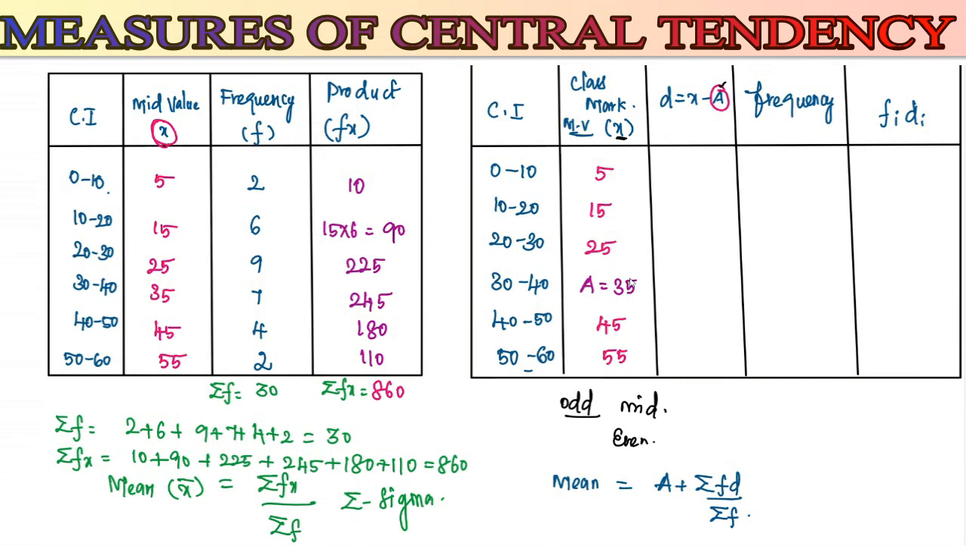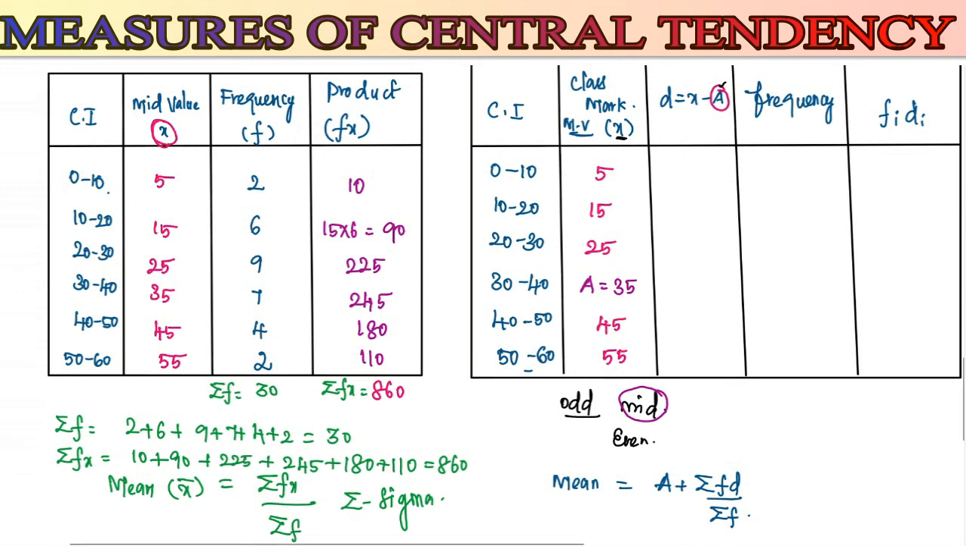Remember, once again I will repeat: to find the assumed mean A, first you have to take the column of X. In that X column, you have to assume the mid value. When you have an odd number of values, directly you get the mid value. When it is even, you will have two mid values. Of those two mid values, you consider the highest value as A. So we know very well A is equal to 35.